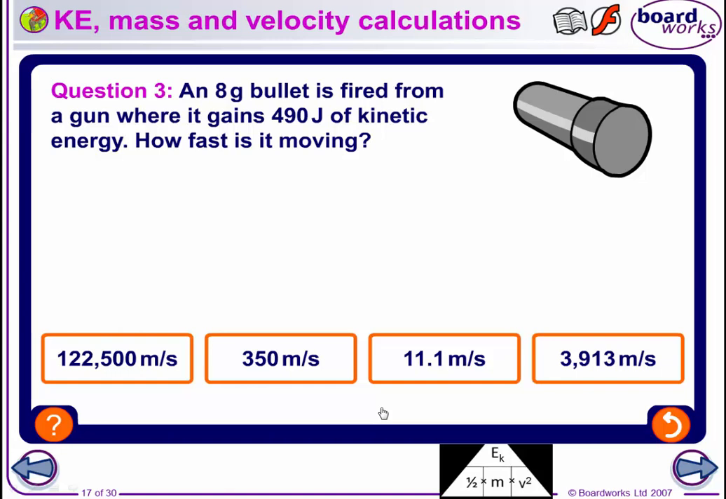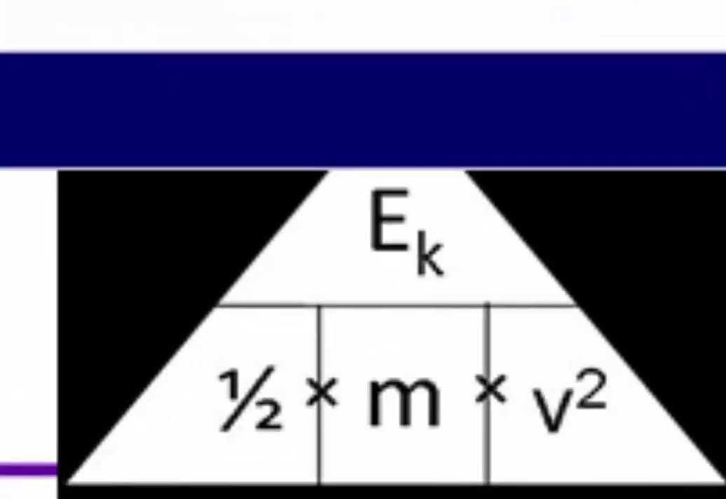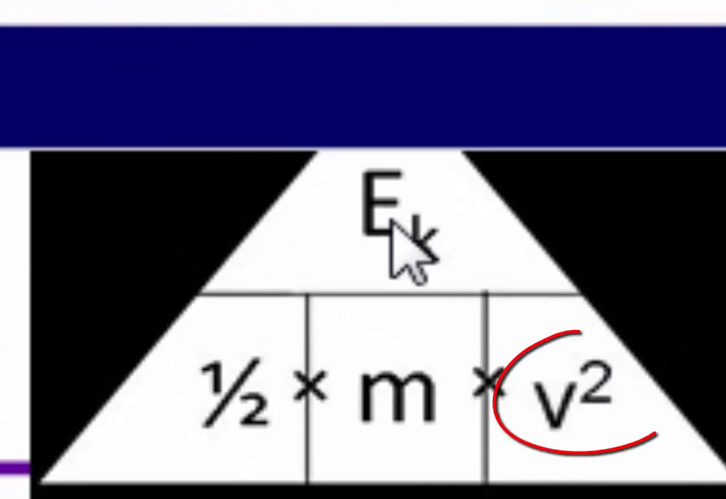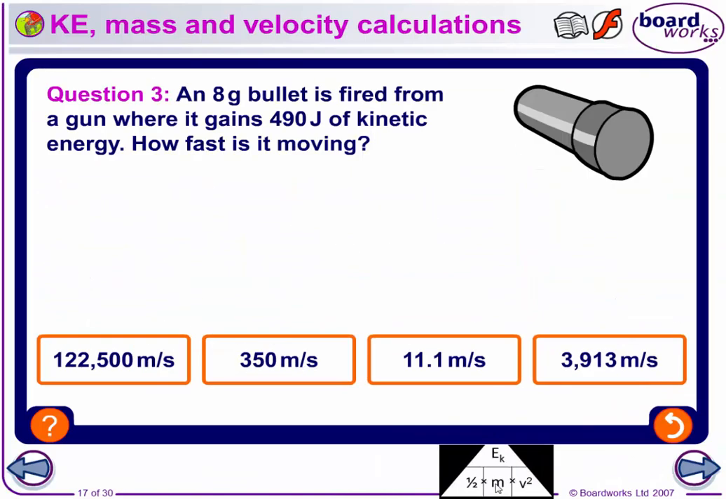Now this is the hardest kind of question. How fast is it moving? An 8-gram bullet is fired from a gun where it gains 490 joules of kinetic energy. How fast is it moving? Well, we need to find v squared is equal to 2KE divided by m. Don't forget the mass must be in kilograms, not grams. So the mass is 0.008 kilograms. And I think the speed will be 350.